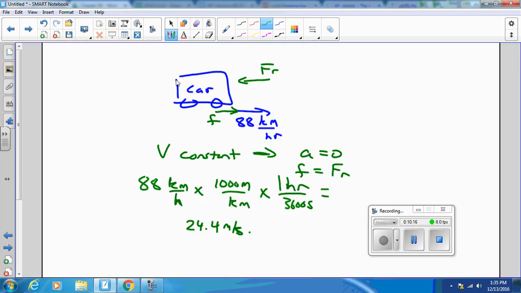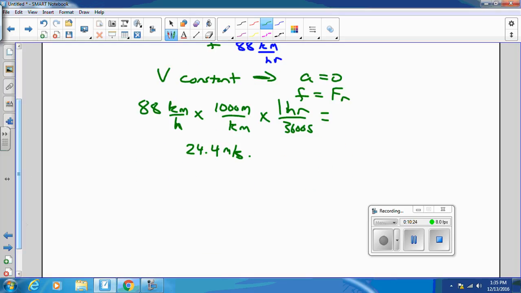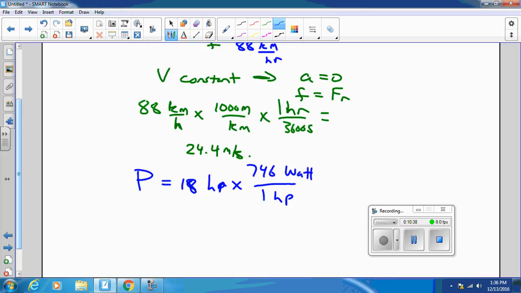And second, let's see here, what else do we give? Yes, that the power that's generated is 18 horsepower. And so we're going to want to write that in terms of watts. And remember that 1 horsepower is the same as 746 watts. Which is 13,246 watts.